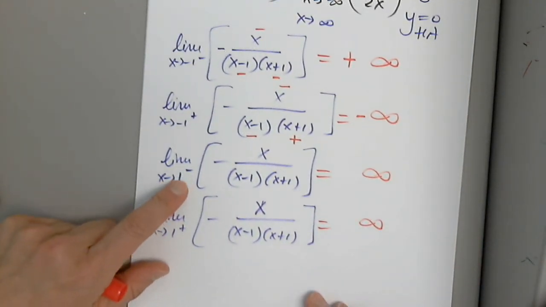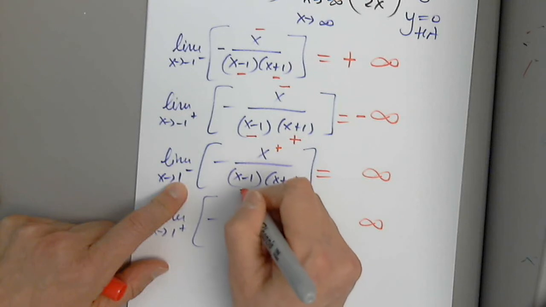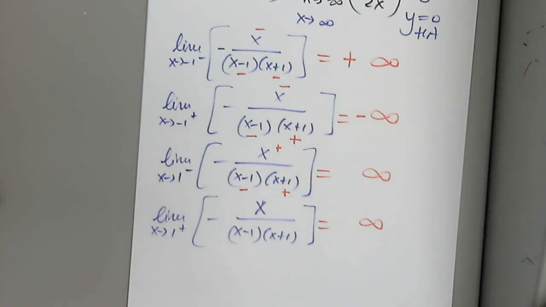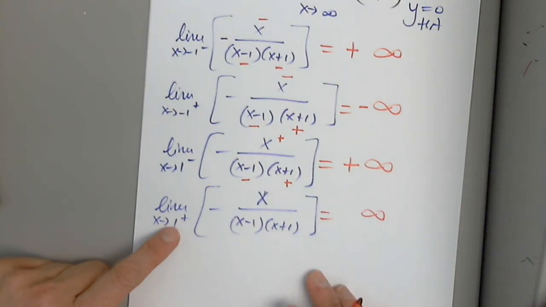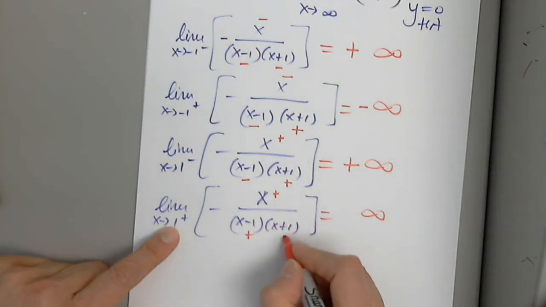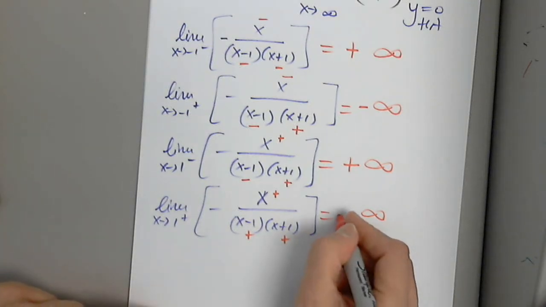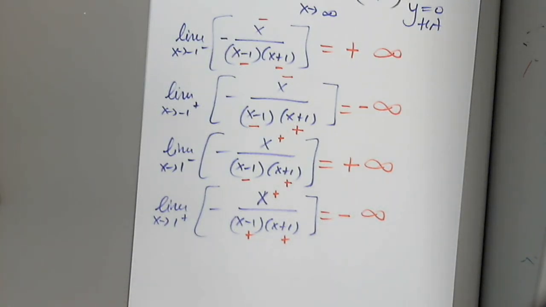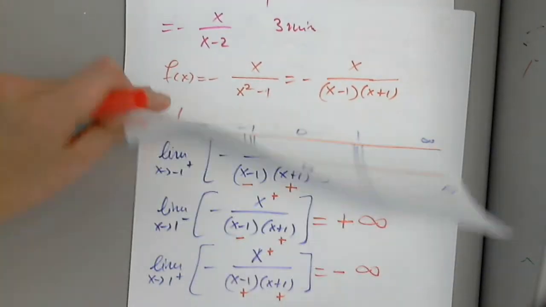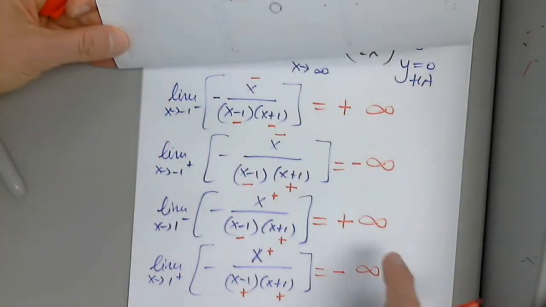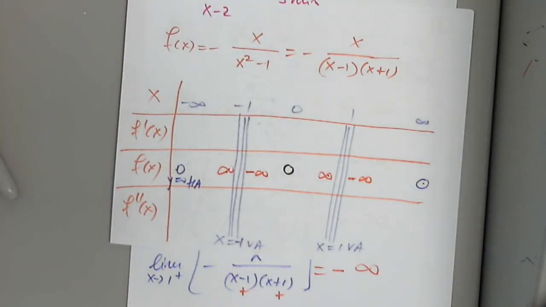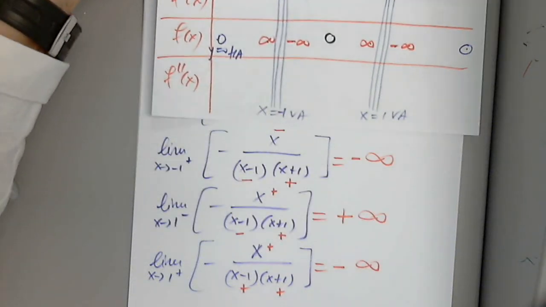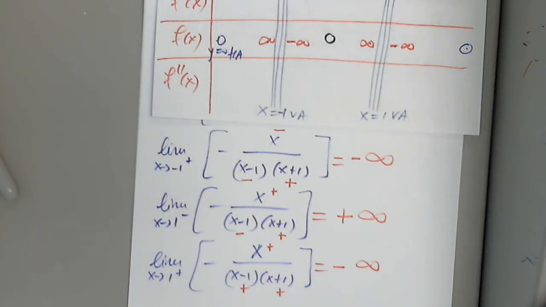With 1 from the left, 0.9: positive, negative, and positive. Excellent. And 1 from the right: positive, positive, positive. And I only see 1 negative. So I'm going to write infinity, then negative infinity, then positive infinity, and then negative infinity. So now I'm completely done with the function.